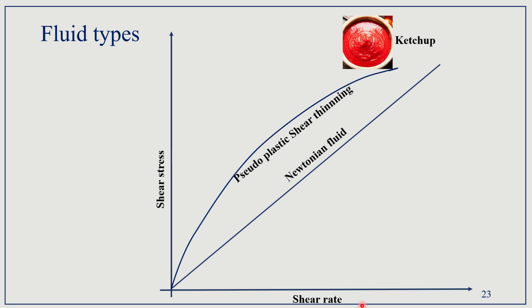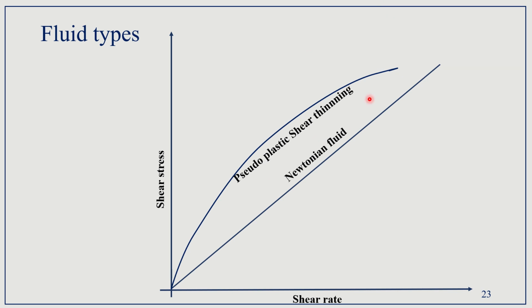The next type of fluid is the pseudoplastic fluids. They come under the shear thinning fluids. So if we apply shear stress, the viscosity is reduced. For example, in ketchup, if we apply more shear or more stress, the viscosity would be reducing. So those come under shear thinning fluids, or we call them pseudoplastic. One example for that is ketchup.